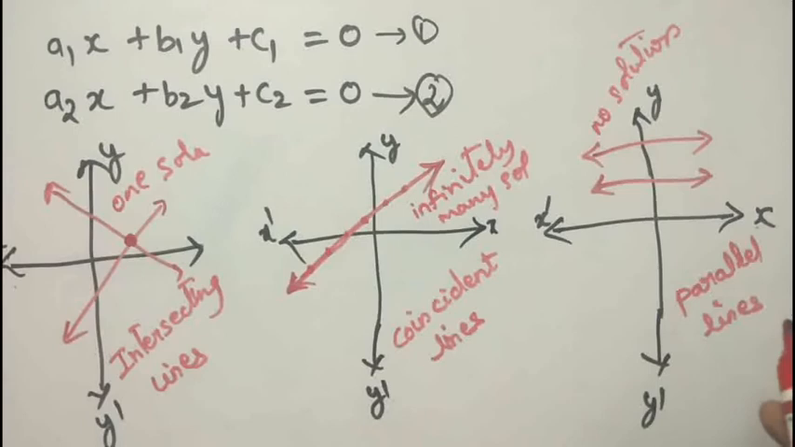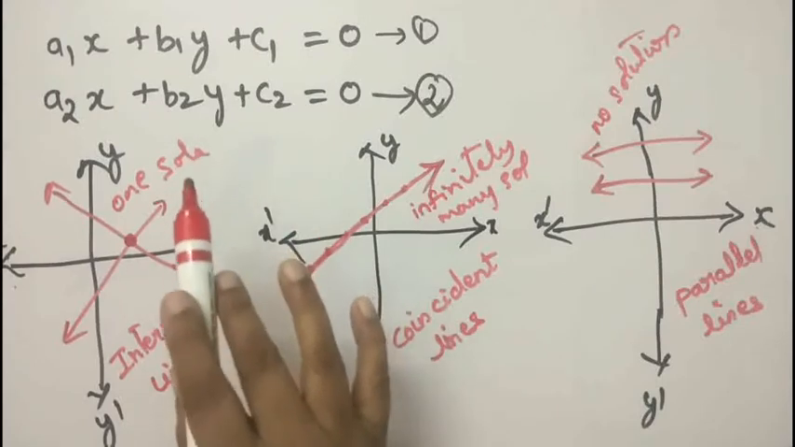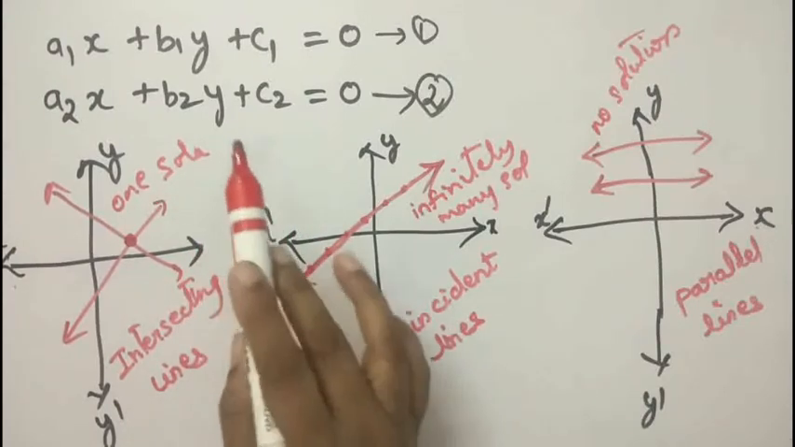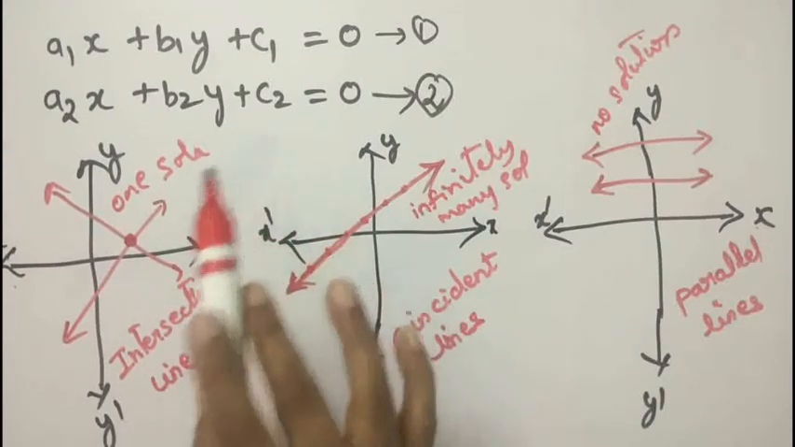Understood? On seeing the graph, you learn how to find the solution for the pair of equations. Now, let us study the conditions. Before plotting the graph, on seeing the equations themselves, we should be able to say whether they are intersecting lines, coincident lines or parallel lines.